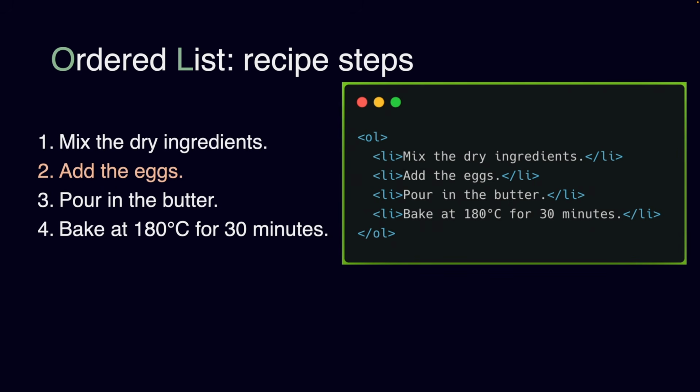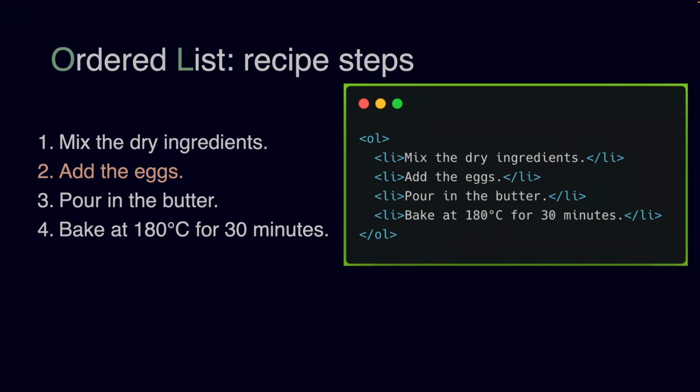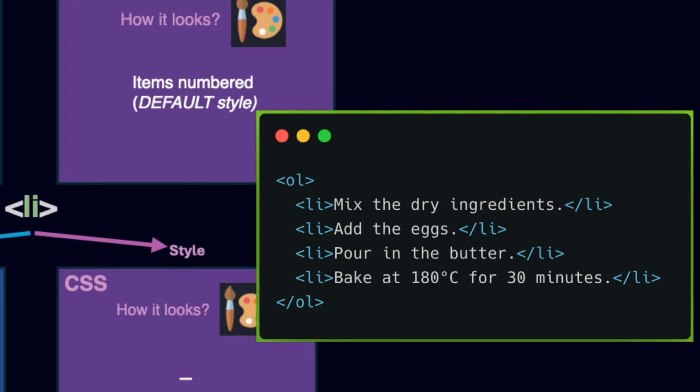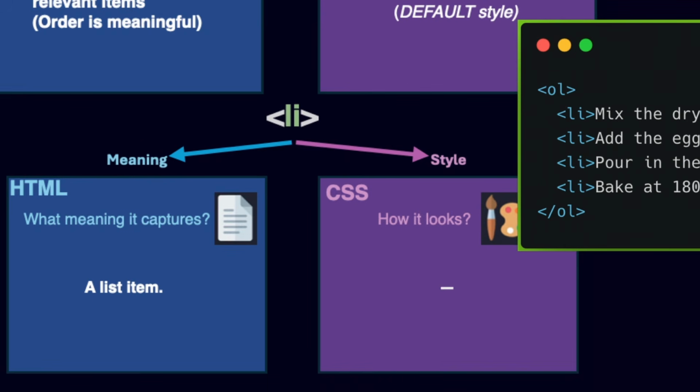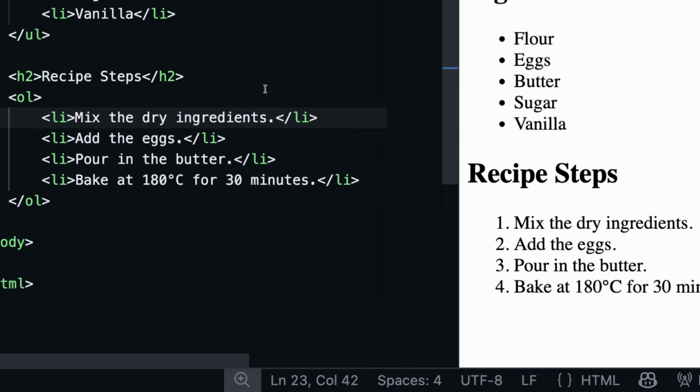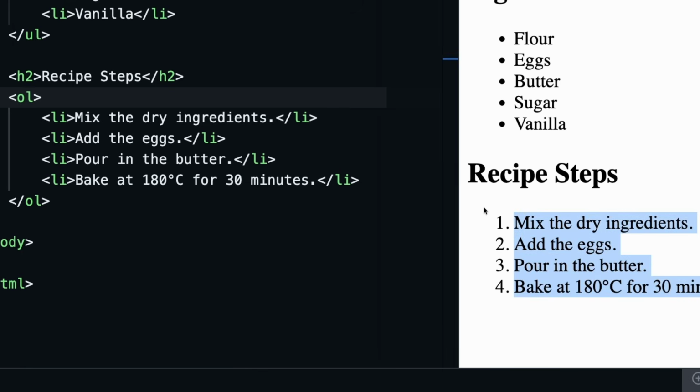Here's how we capture that list in HTML. Let's take a closer look. We have an OL element, OL standing for ordered list, and it is capturing an ordered collection of relevant items. Here, the order is meaningful. And the default style for OL is that its items are numbered. Then inside that OL, we have the same LI elements, which represented a list item. Here we have those recipe steps. Each of them is a list item, and they are captured inside an OL element, an ordered list. And they are rendered on our web page using a list that is numbered from 1 to 4.